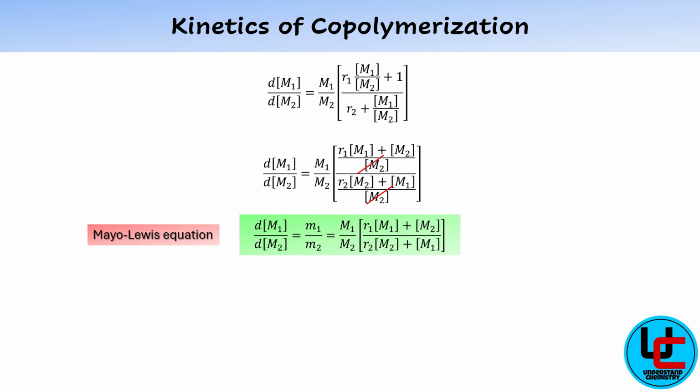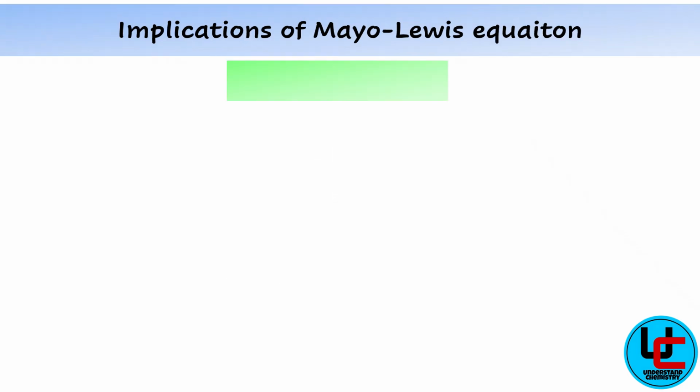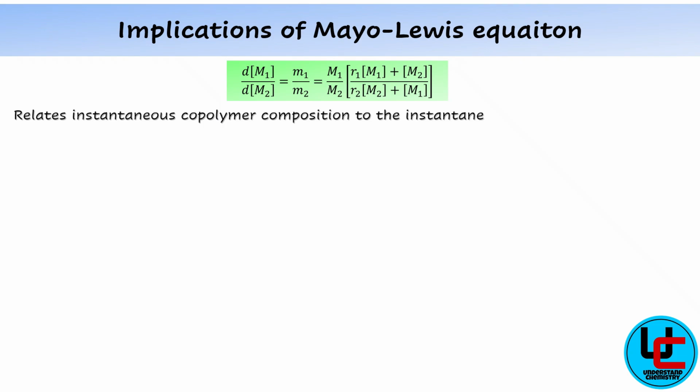In this equation, the small m1 and m2 stand for the concentration of monomers M1 and M2 in the newly formed polymer. The concentrations of M1 and M2 in square brackets indicate the concentration of monomers in the reaction mixture, and R1 and R2 are copolymerization parameters. Let us discuss some of the key implications of the Mayo-Lewis equation. The Mayo-Lewis equation gives us a practical tool for predicting copolymer composition at any point in the reaction.